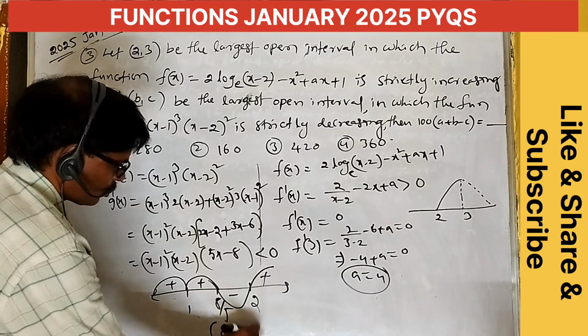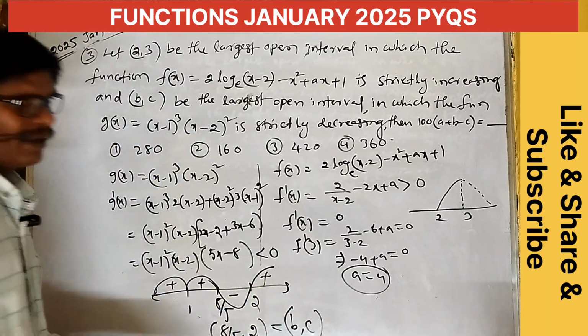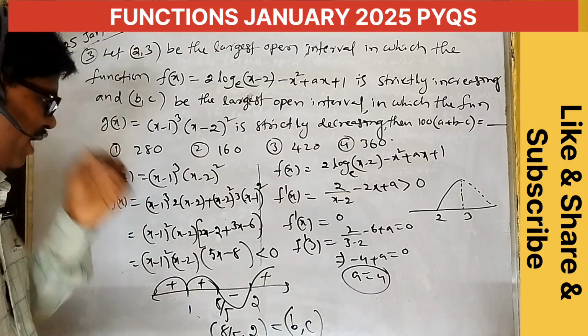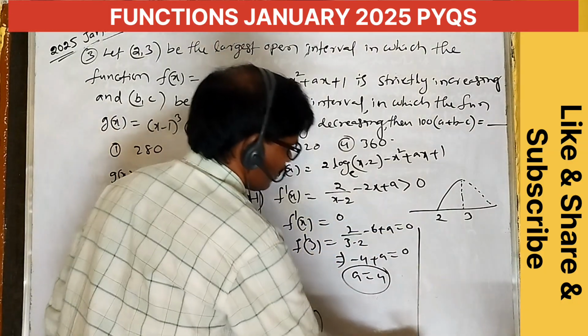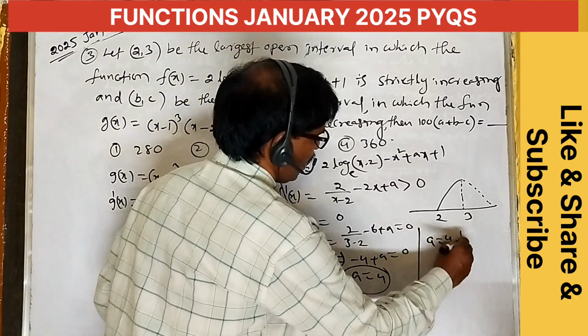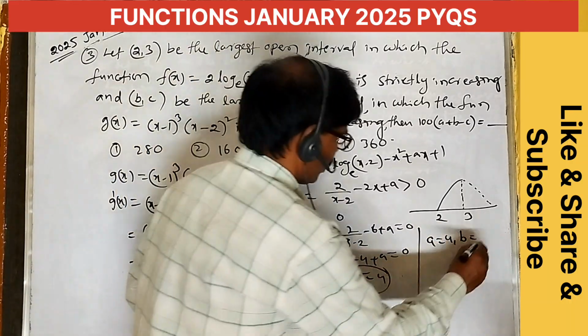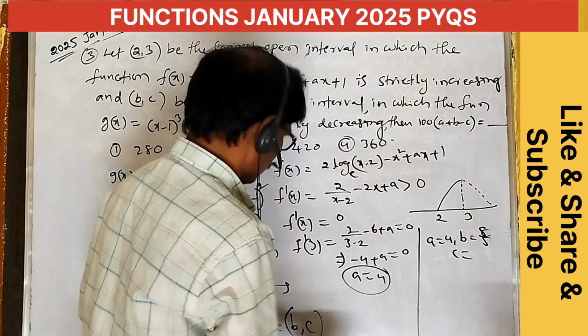8 by 5 comma 2. This is the a comma b, b comma c open interval. What is the b value? b is equal to 8 by 5 and c is equal to 2. What is the a value, b value and c value? a is equal to 4 and b is equal to 8 by 5, and c is equal to 2.